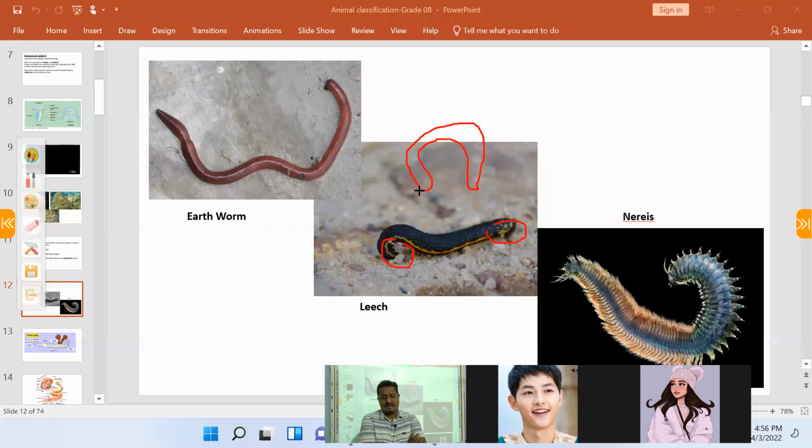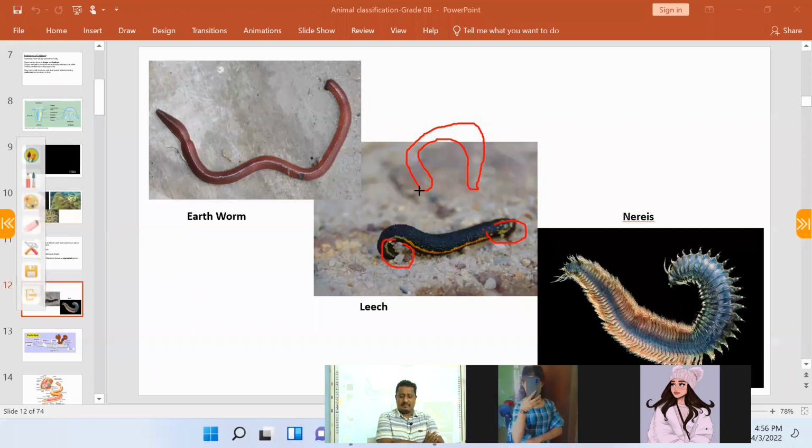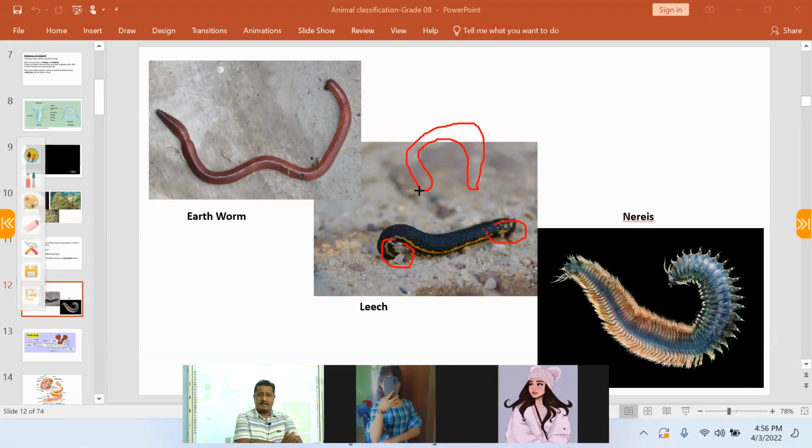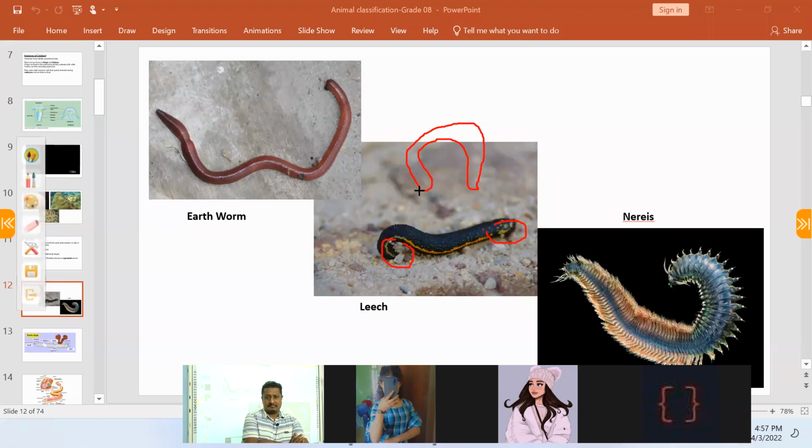Have you met leeches? Yes, sir. If you walk in a wet zone forest, like Nuwara Eliya, Kegalle, Ratnapura, you will find them. They can live in both terrestrial and aquatic environments. They live in water as well as in the soil. Leech have a rounded body like earthworm.